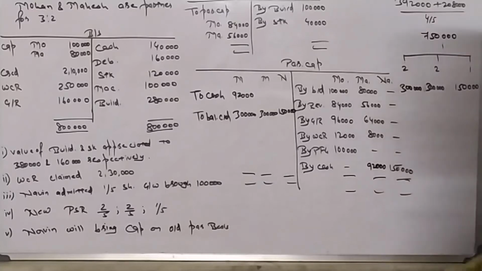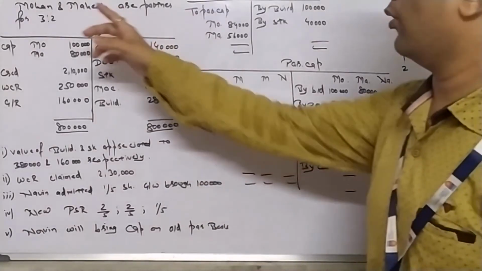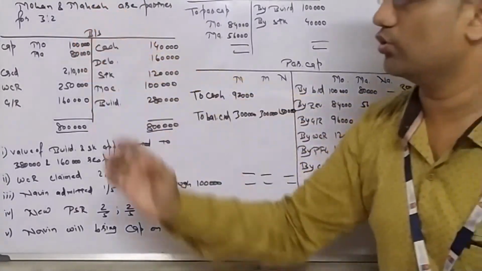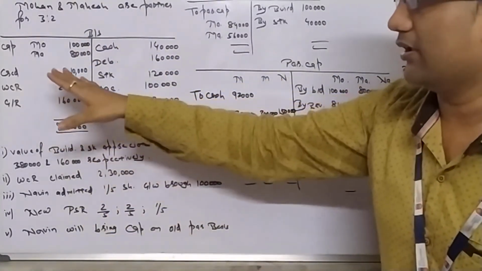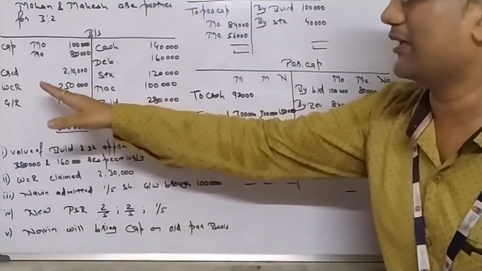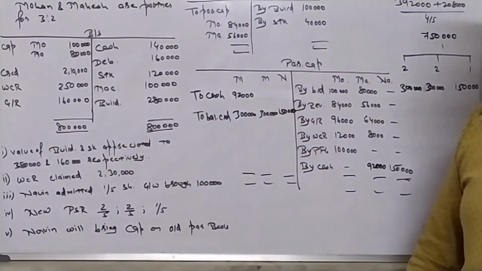Let's take an example. Now let's reverse it. Mohan and Mahesh are partners in the ratio 3:2. Capital of Mohan 1 lakh, Mahesh 80,000. Creditor 2 lakh 10,000. Workman compensation reserve 2 lakh 50,000.